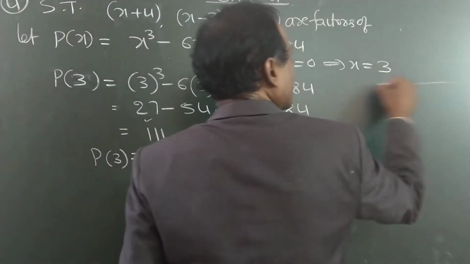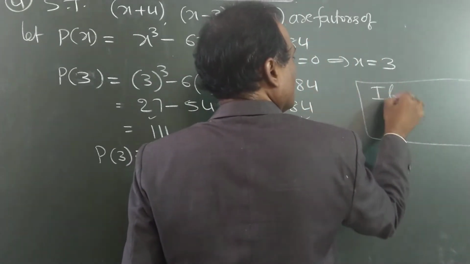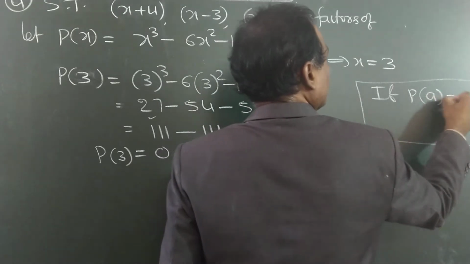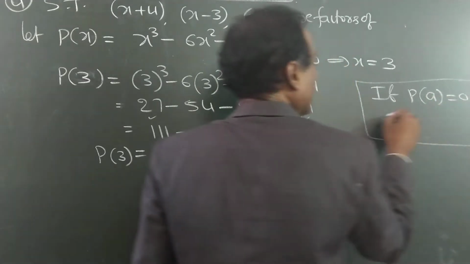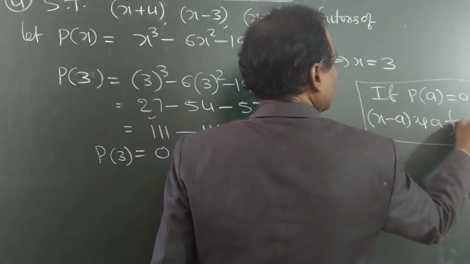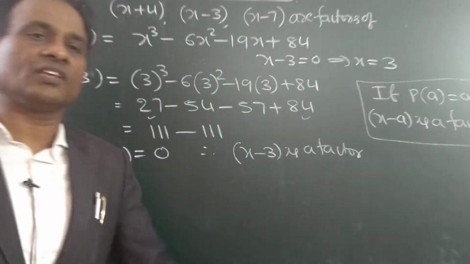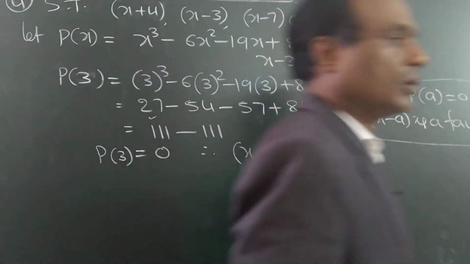Once again I am writing the factor theorem. We proved it. If p of a is equal to 0, then x minus a is a factor. This is the factor theorem. So p of 3 is 0 means x minus 3 is a factor. Same for this one. Do it.